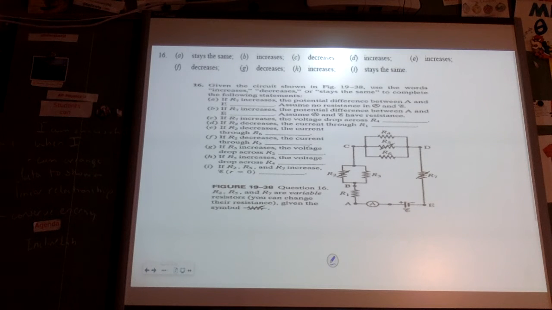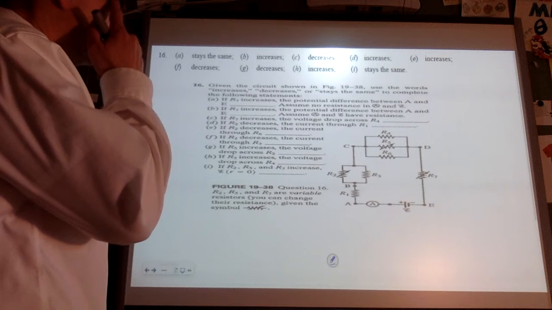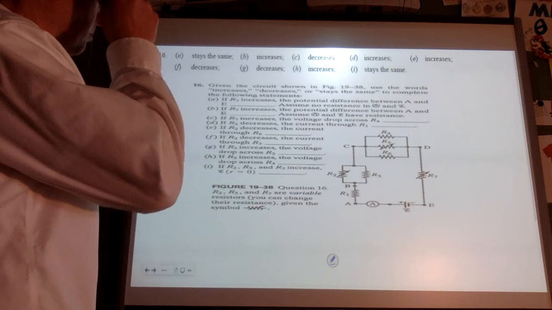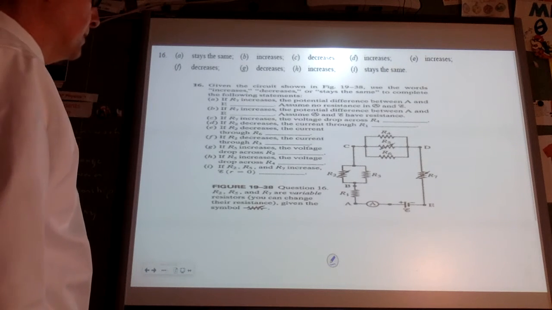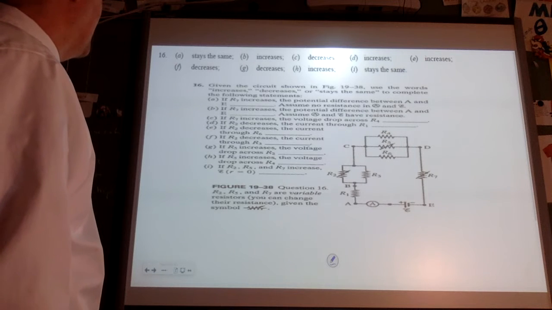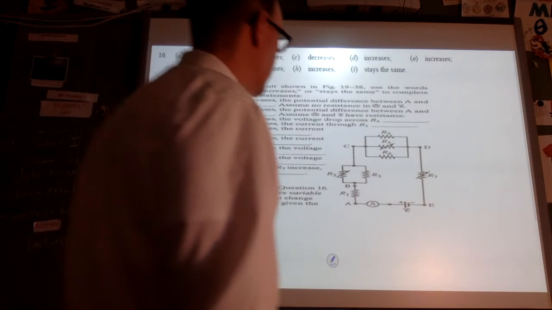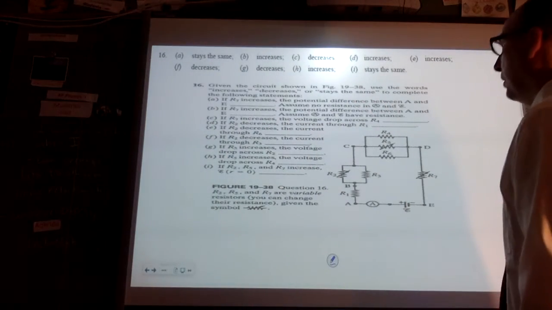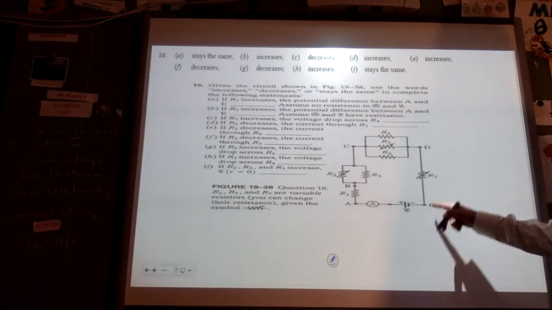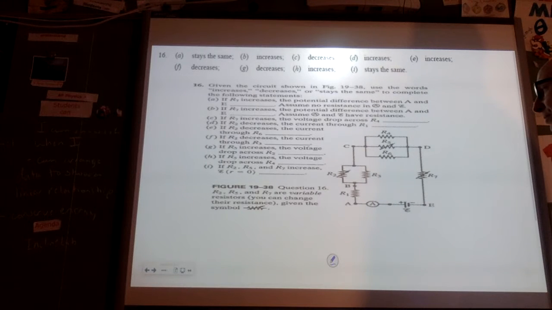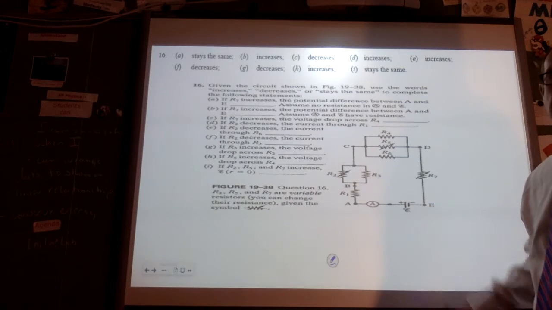Given the circuit shown in figure 1938, use the words increases, decreases, or stays the same to complete the following statements. If R7 increases, the potential difference between A and E would stay the same, because changing this isn't going to change. Potential difference between A and E is the value of this battery, right?